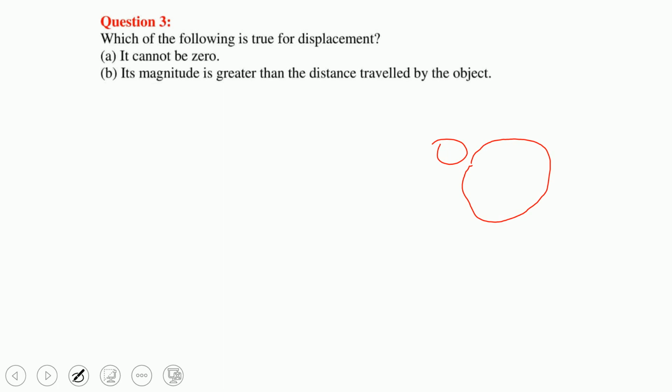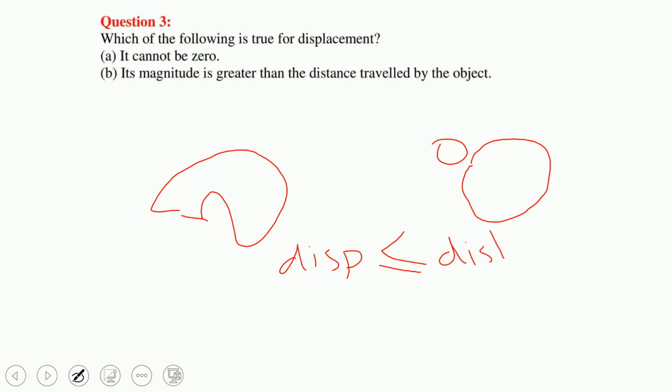Now, its magnitude is greater than the distance traveled. Is it true? Suppose this much distance is traveled. Now what is the displacement? It is a straight line. So always the displacement is less than or equal to the distance. When it is equal, if it is a straight line, the displacement and distance will be equal. But in a curved path, the displacement will be less than the distance. Sure? That is clear.